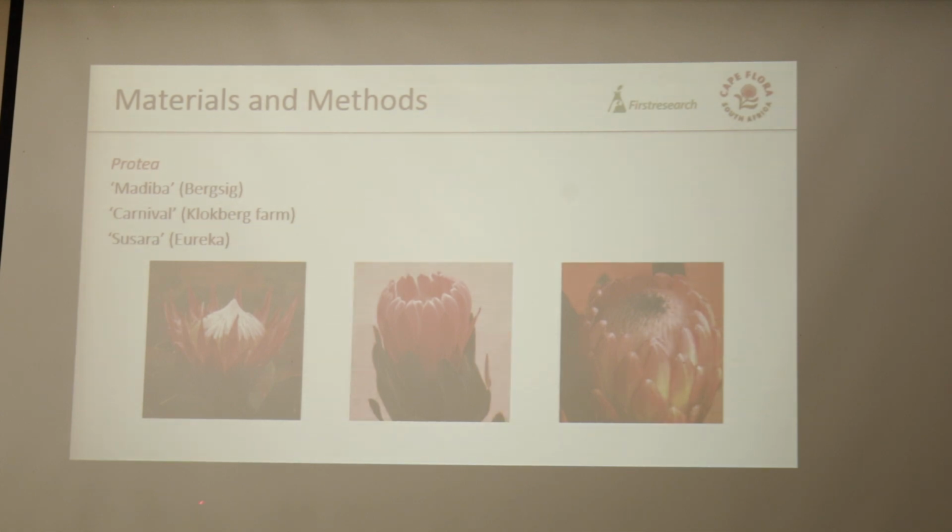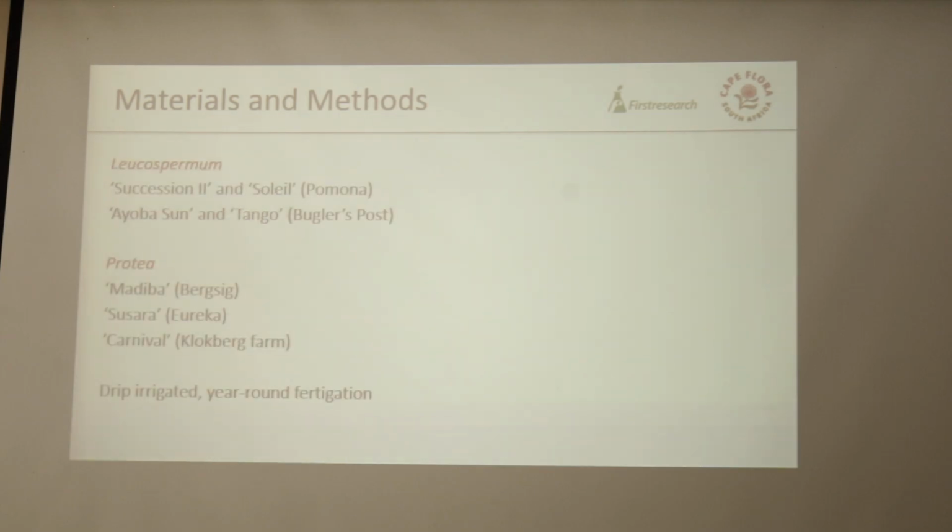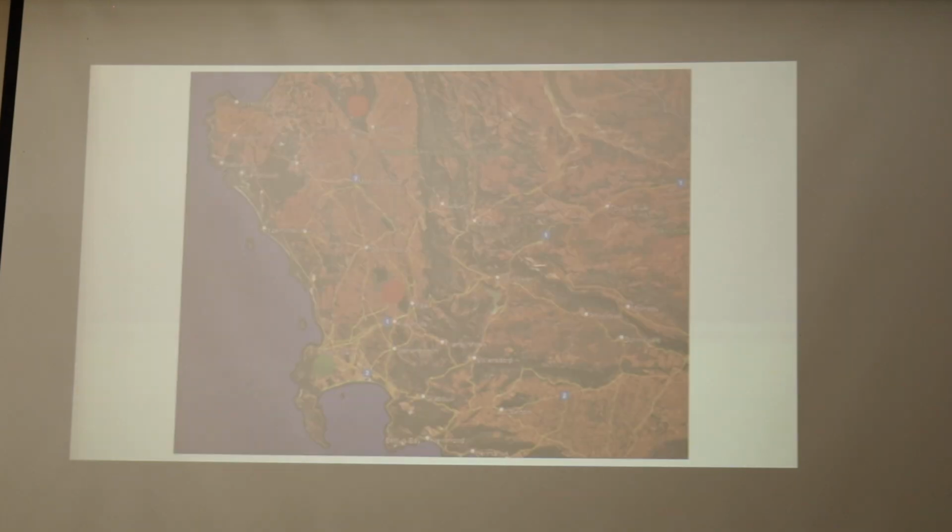So the first one was Madiba. It's a Protea cineroides. I used Carnival, that was Klokberg Farm close to Paarl in the Western Cape, South Africa, and Susara at Eureka Farms. Obviously it was just drip irrigated, normal cultural practices, nothing funny.